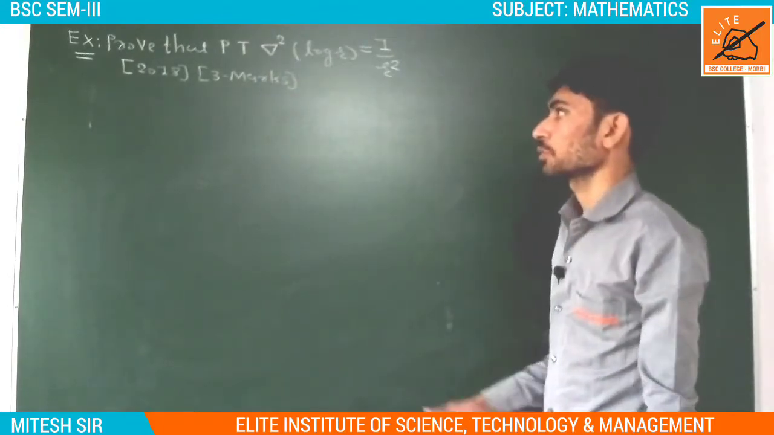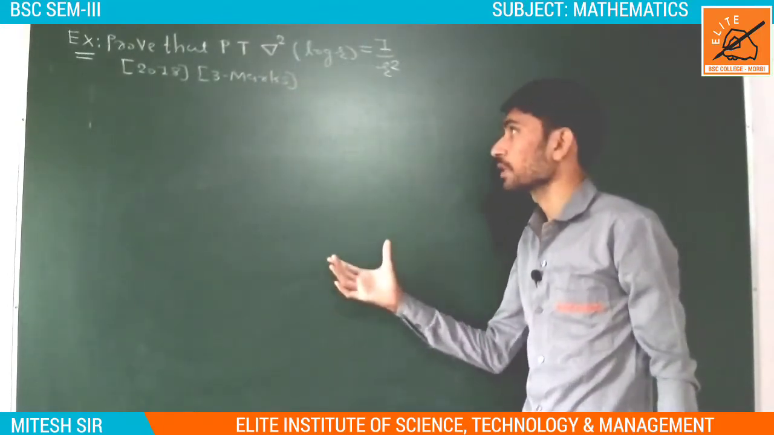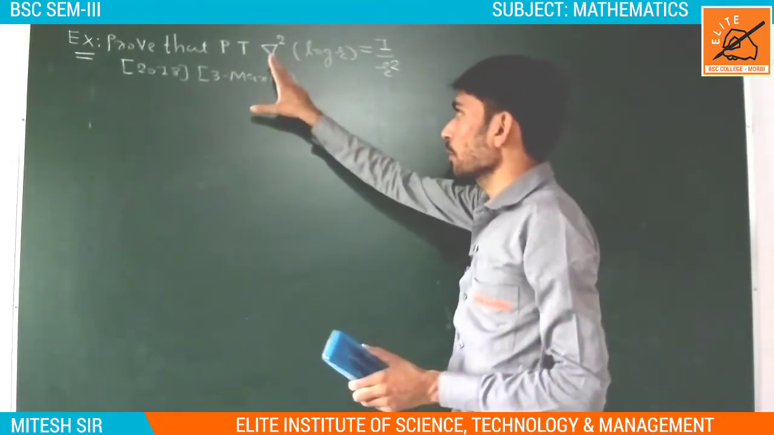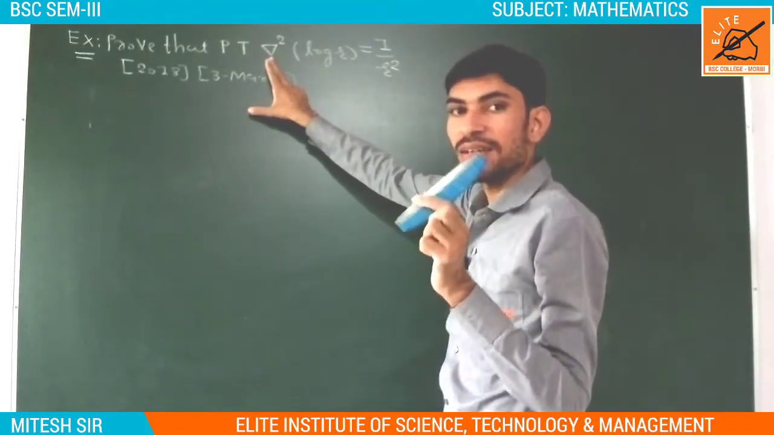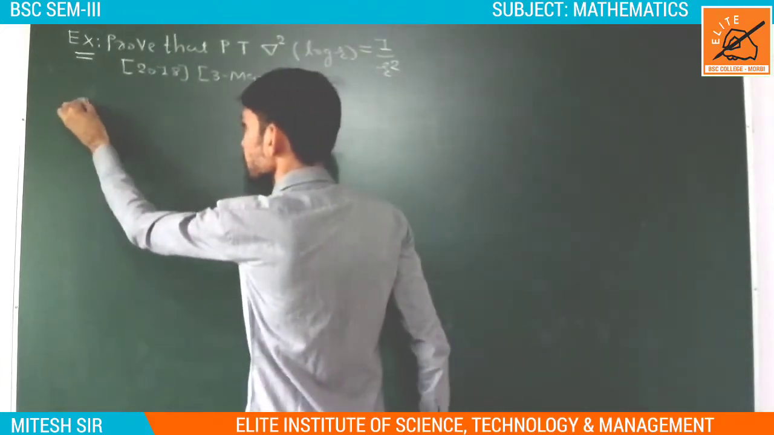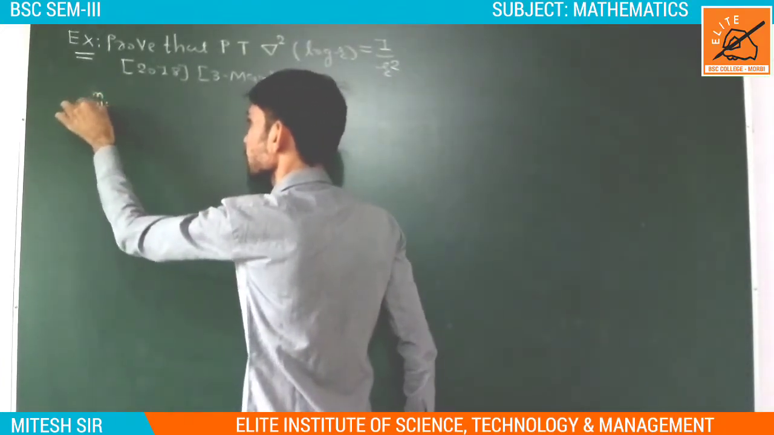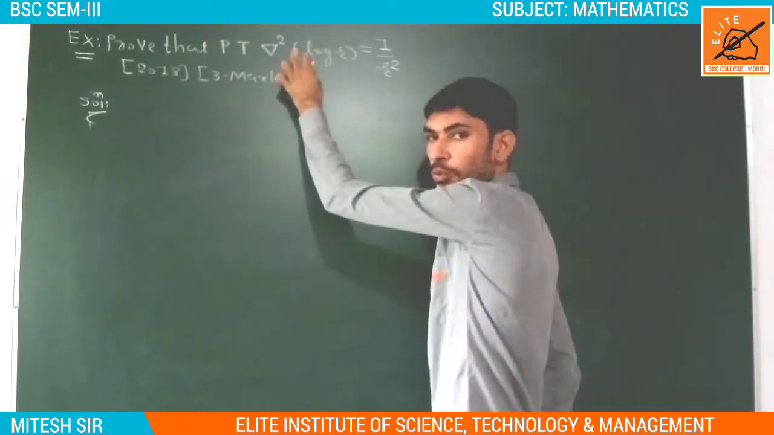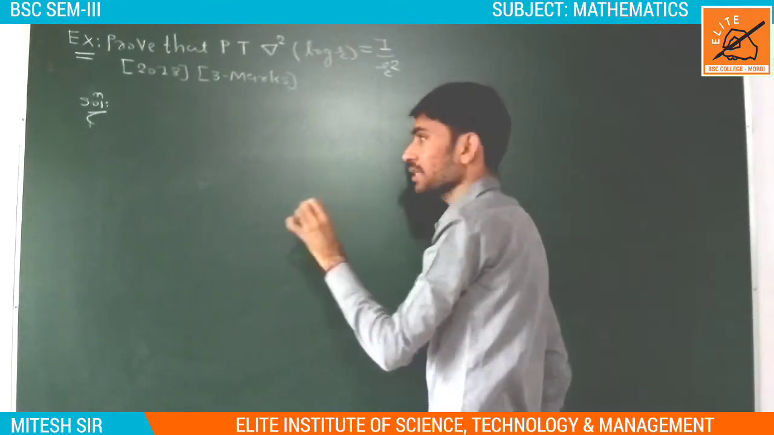Let's see the solution. Friends, in the same way that we proved the previous example, we will prove example number 2. What we have given is nabla square, that means this is the Laplace operator. So let us see the solution. Again here we start our proof with the LHS and we obtain the RHS.